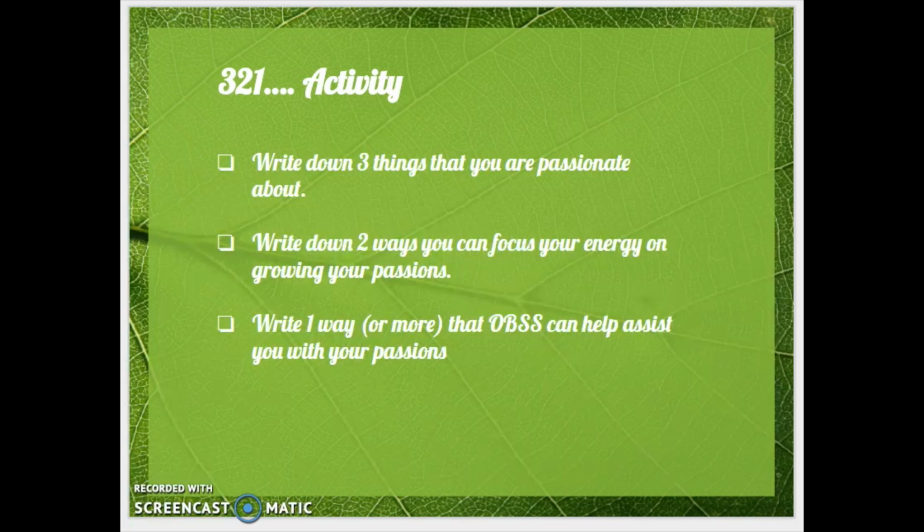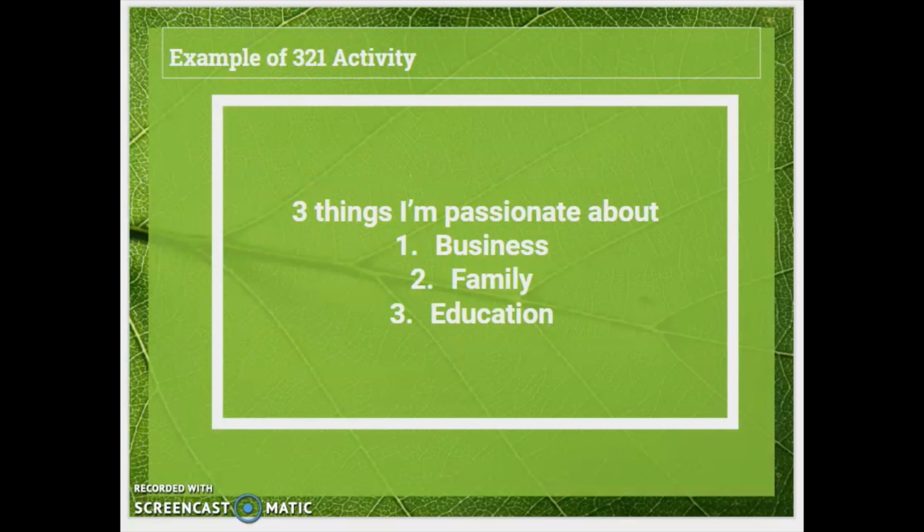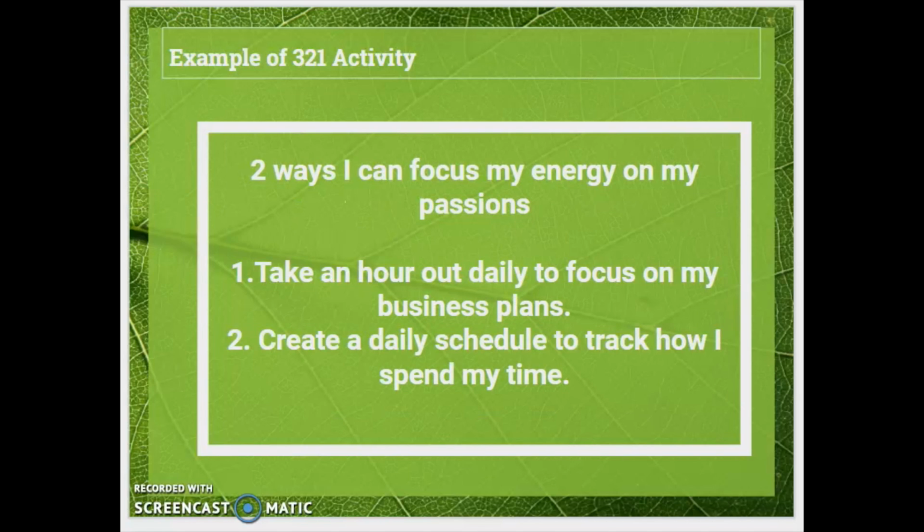So the 3-2-1 activity. Here's some examples of how it works. Here are 3 things I'm passionate about: business, family, and education. So I'll write those down. And then 2 ways I can focus my energy on my passions. One way is to take an hour out daily to focus on my business plans. And another way is to create a daily schedule to track how I spend my time.